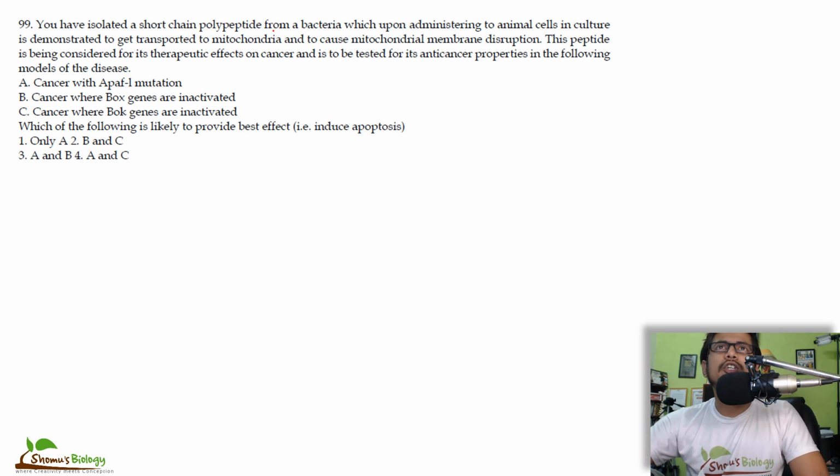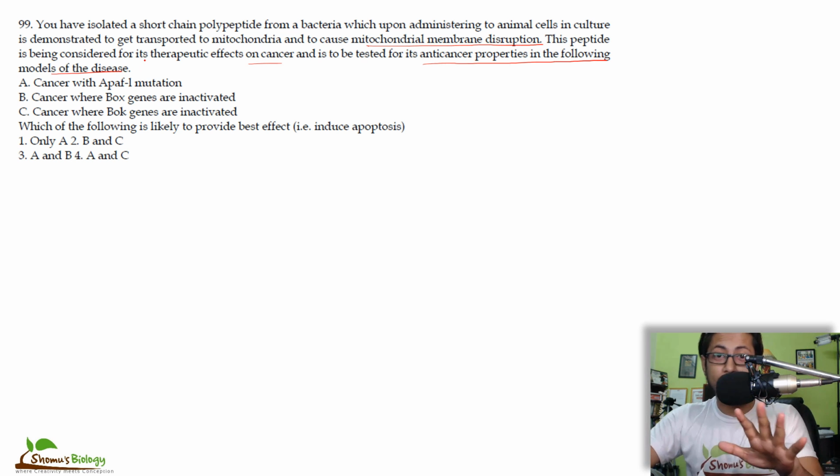You have isolated a short chain polypeptide from a bacteria which, upon administering to animal cells in culture, is demonstrated to get transported to mitochondria and to cause mitochondrial membrane disruption. This peptide is being considered for its therapeutic effects on cancer and is to be tested for its anti-cancer properties in the following models of the disease.